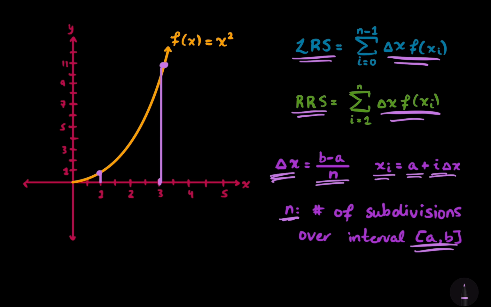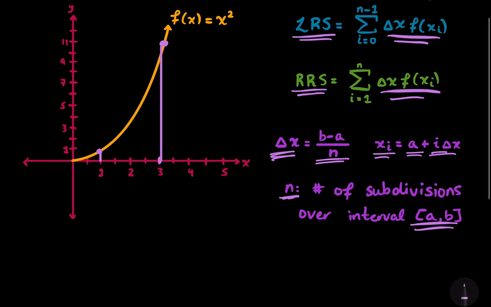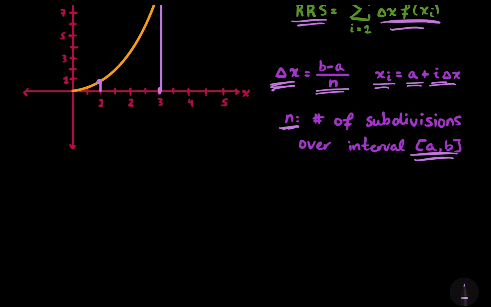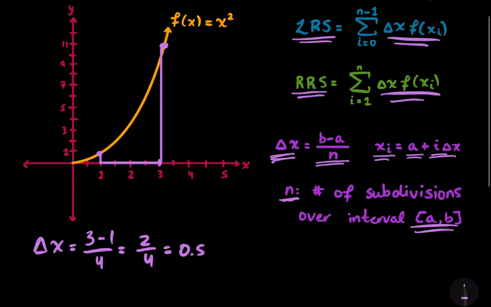Well, if we're using 4 equal subdivisions, then to find the length of each subinterval, we'd have to take the length of the entire interval and divide it by the number of subdivisions we want. And that is exactly what delta x is. So in this case, delta x would be equal to 3 minus 1, which is the length of the entire interval, divided by the number of subdivisions we want. So we want 4 equal subdivisions, so that's 2 over 4, which is equal to 0.5. So that's the length of each subinterval or subdivision.